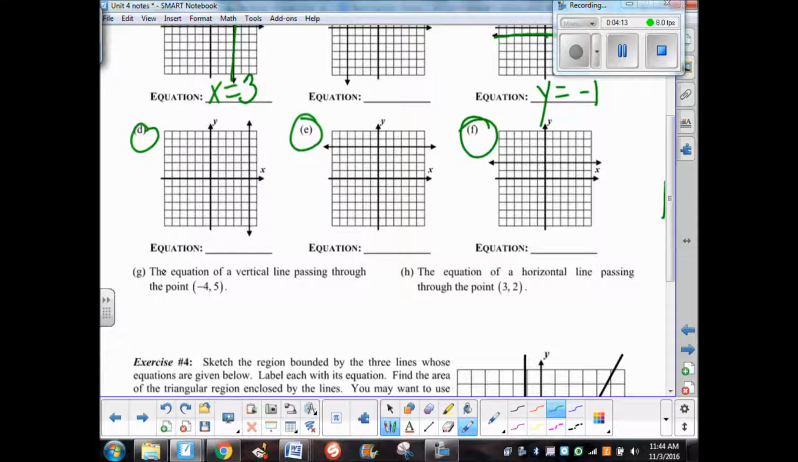Part G says the equation of a vertical line passing through the point. Vertical line, okay, there's our visual. Vertical line is just going to be our x equals -4. This one, a horizontal line, there's our visual. That's going to go through y equals 2.